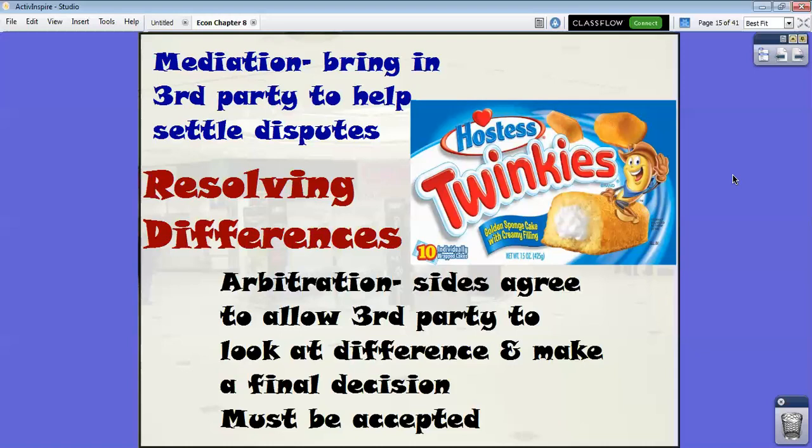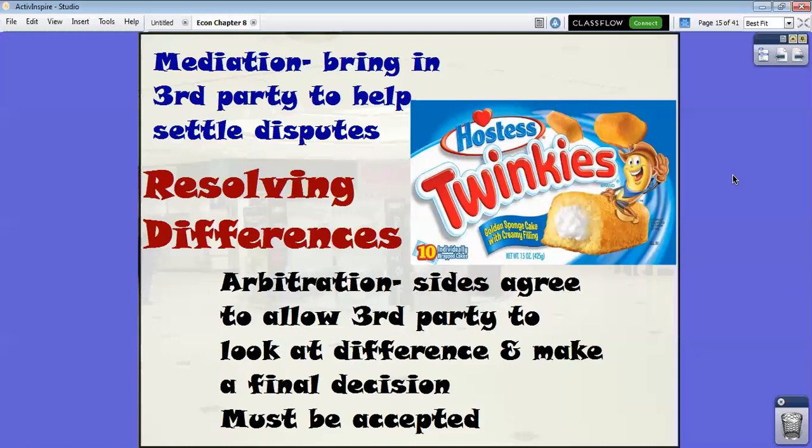When you have arbitration, you have a third party come in that looks at both sides, but the difference between mediation and arbitration is that whatever that third party decides is the best way to resolve the dispute, that's what happens. There's no choice for the employer and the employees to say, oh, we don't like that.